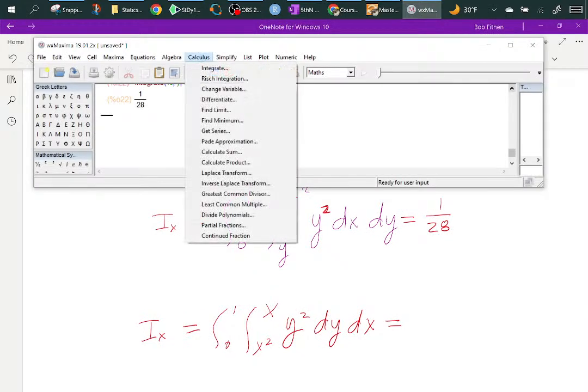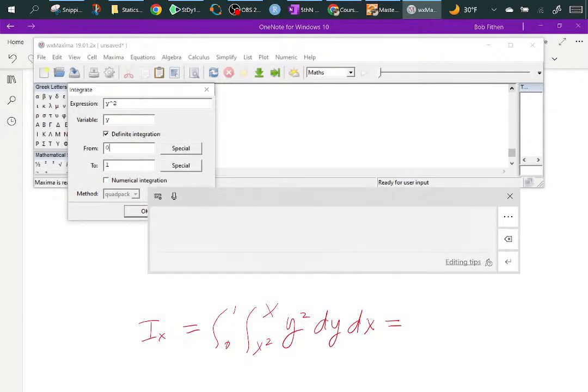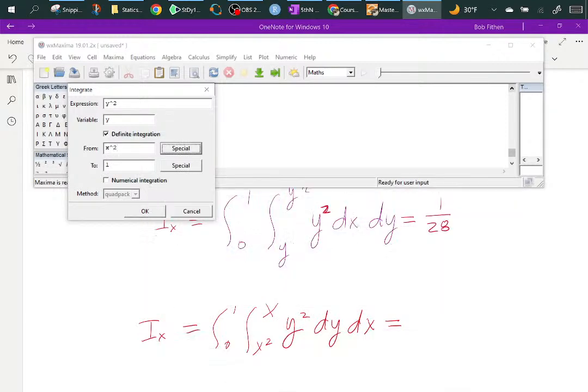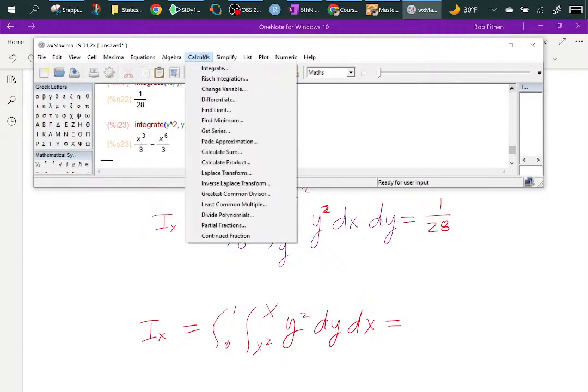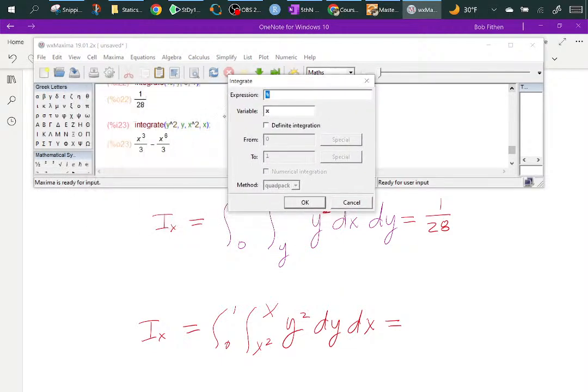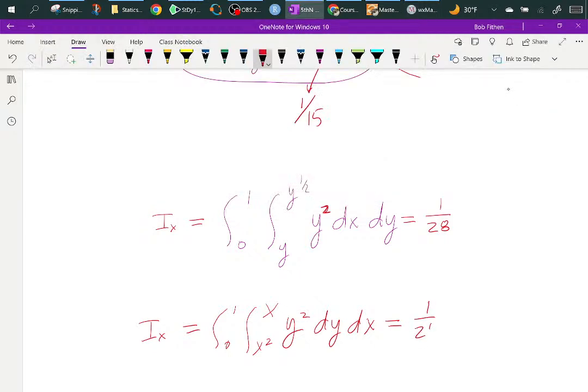Okay, hang on. I do calculus. Integrate. What's my expression? It's y squared. Now I'm integrating with respect to dy, and it is a definite integral from x squared to x. And that's my term. The integral of this center section here. Now I integrate the second term: percent means grab the previous expression. My integration variable is x. I'm integrating from 0 to 1. And what do I get? Lo and behold, 1/28.